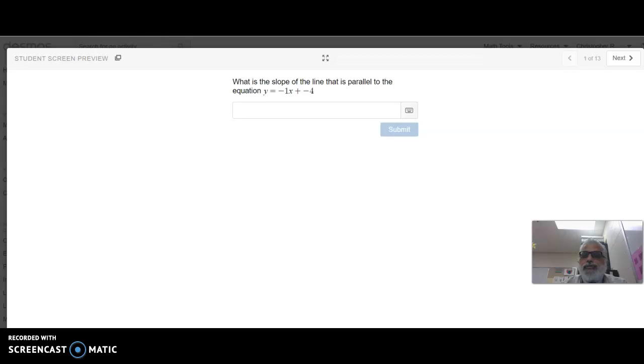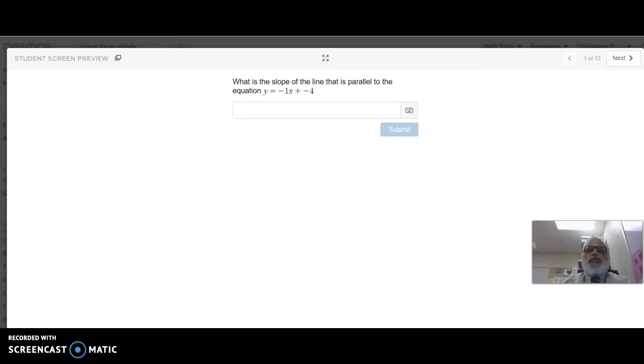Okay, these are the directions for doing 2.02a, the Desmos activity for parallel and perpendicular. I'm going to cover slides 1 through 5 first. There are two situations you can get. One is going to be parallel, and the other one is perpendicular.